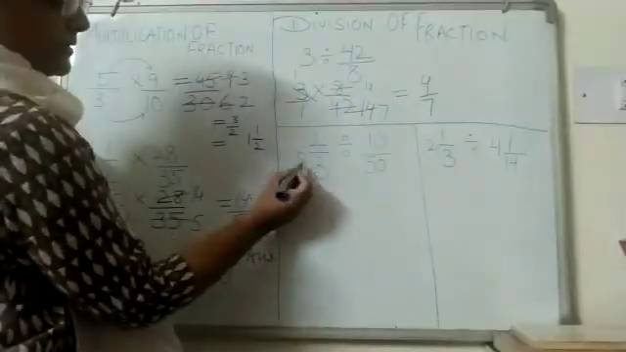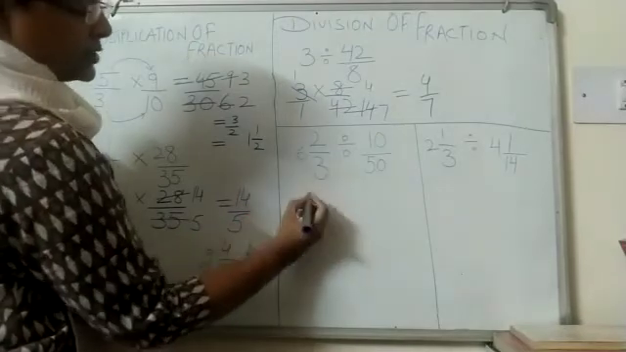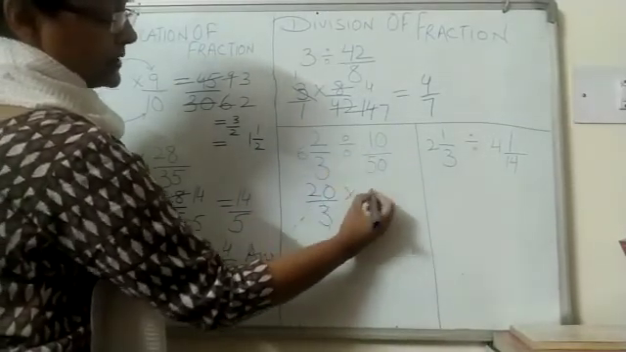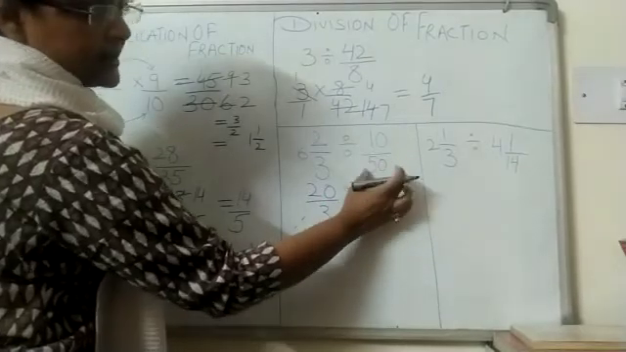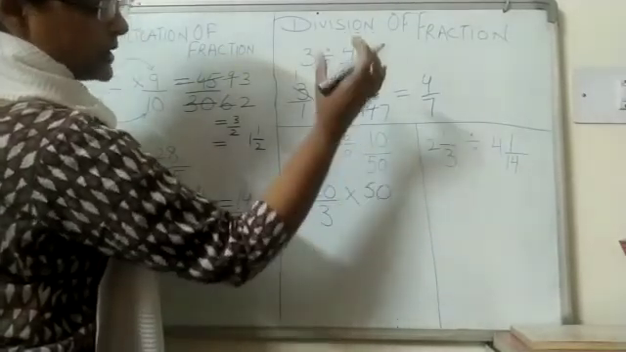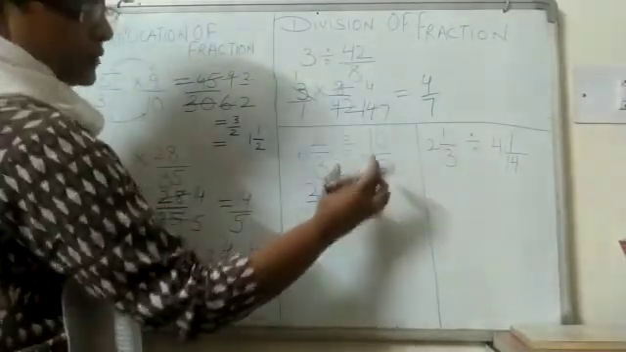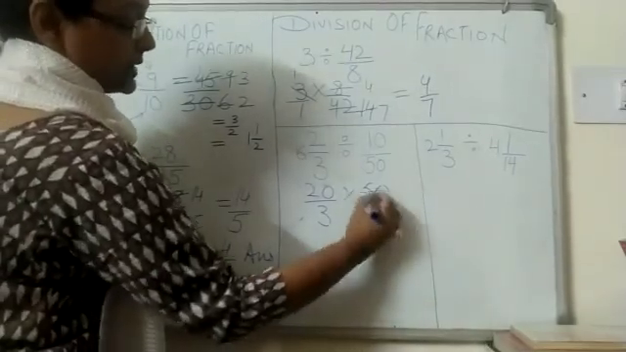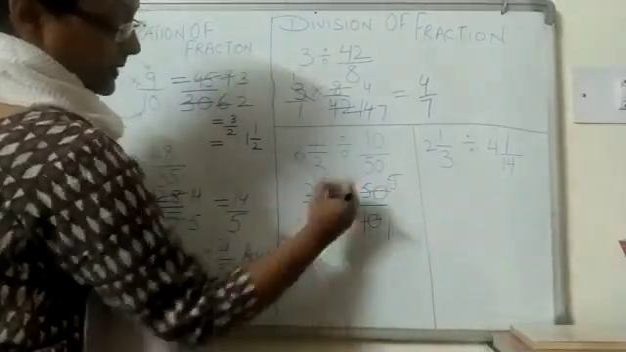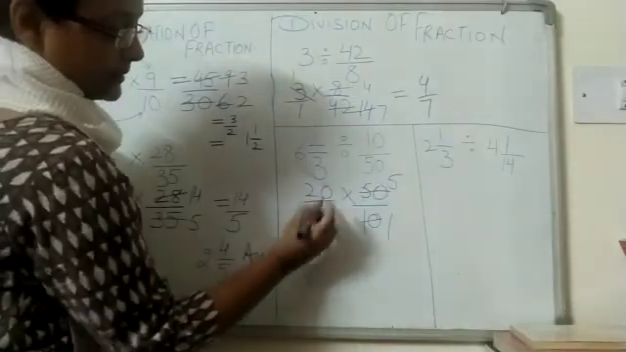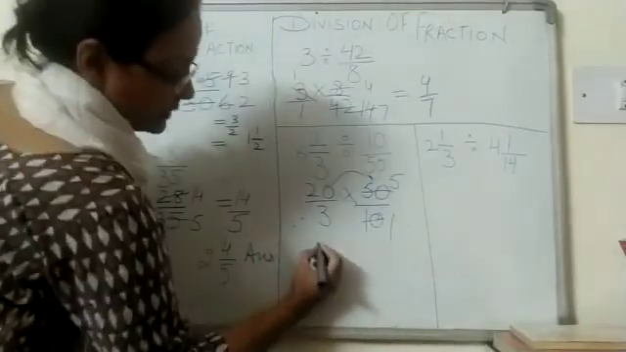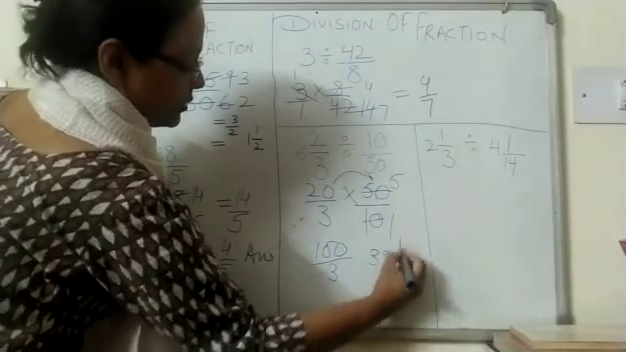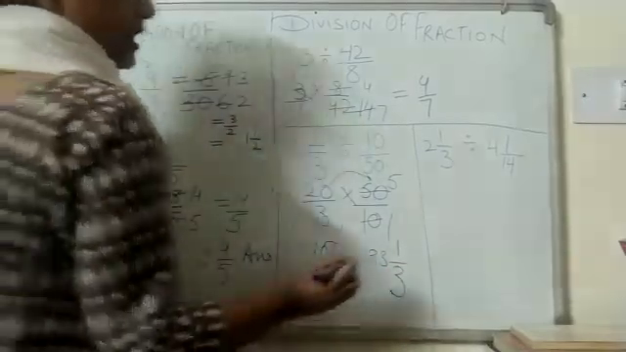So here 3 6s are 18 plus 2, 20 by 3. Divide will change into multiplication. Reciprocate the divisor. It is always the second number, or you can say the divisor, which is reciprocated. So 50 upon 10. So we know 10 1s are 10, 10 5s are 50. Nothing cancels vertically or diagonally. So 20 into 5 will make it 100 upon 3. So you will get 33 1 by 3 as the answer.